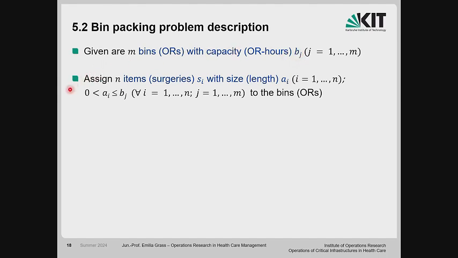And of course, the length of a surgery shouldn't exceed the overall capacity of this operating room. It makes no sense otherwise. We won't have a feasible solution otherwise. And the objective is now to minimize the number of used bins.